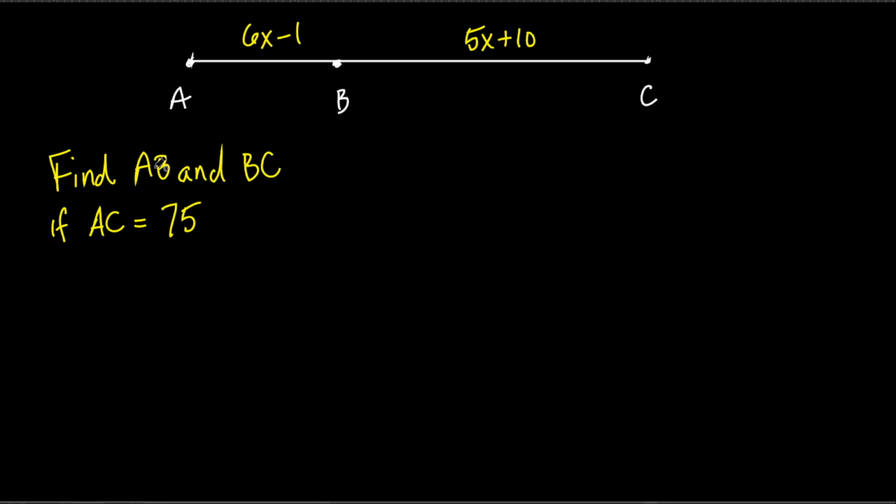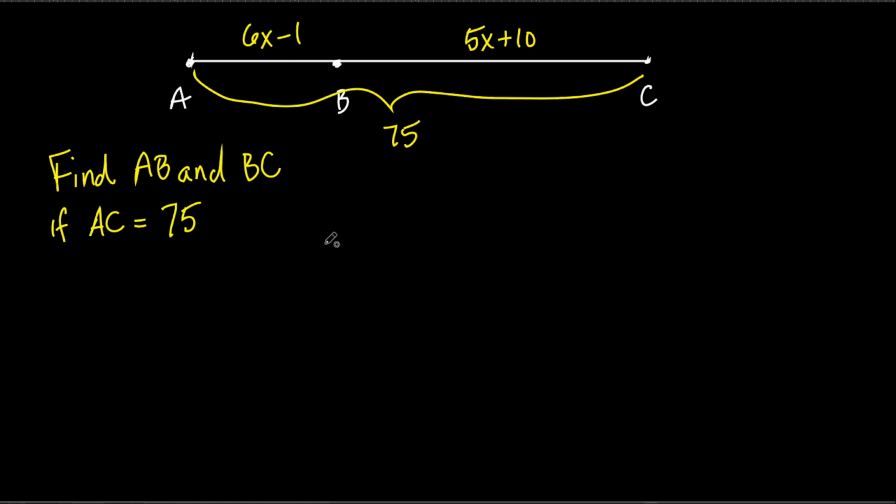So watch what we have. It says find AB and BC. So I got to find this length, and I got to find this length right here, if AC is 75. So what I like to do sometimes is just draw one of these crazy looking things. There we go. That whole thing is 75. So what are these two little lengths? What do AB and BC do to make up 75? They add together, don't they? They add up. All right?